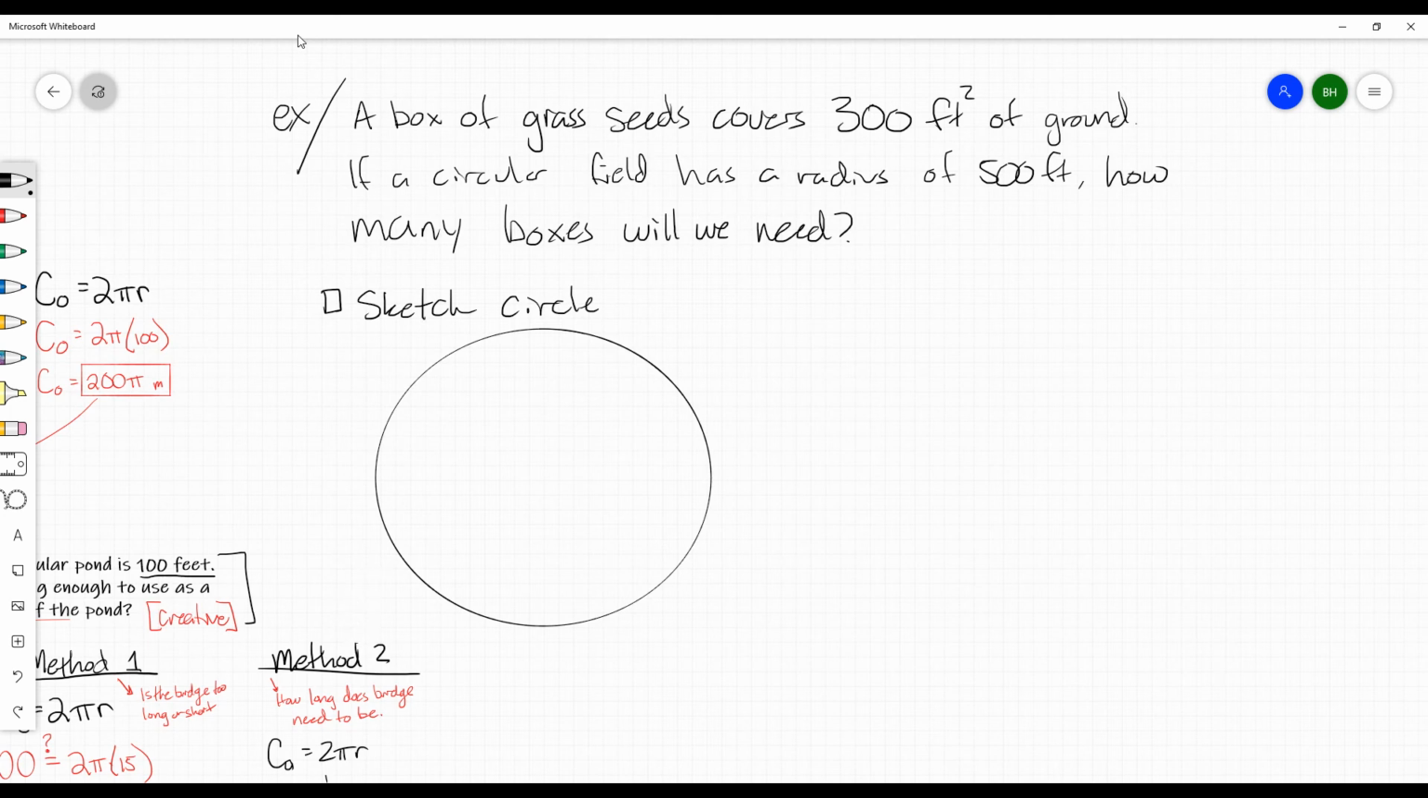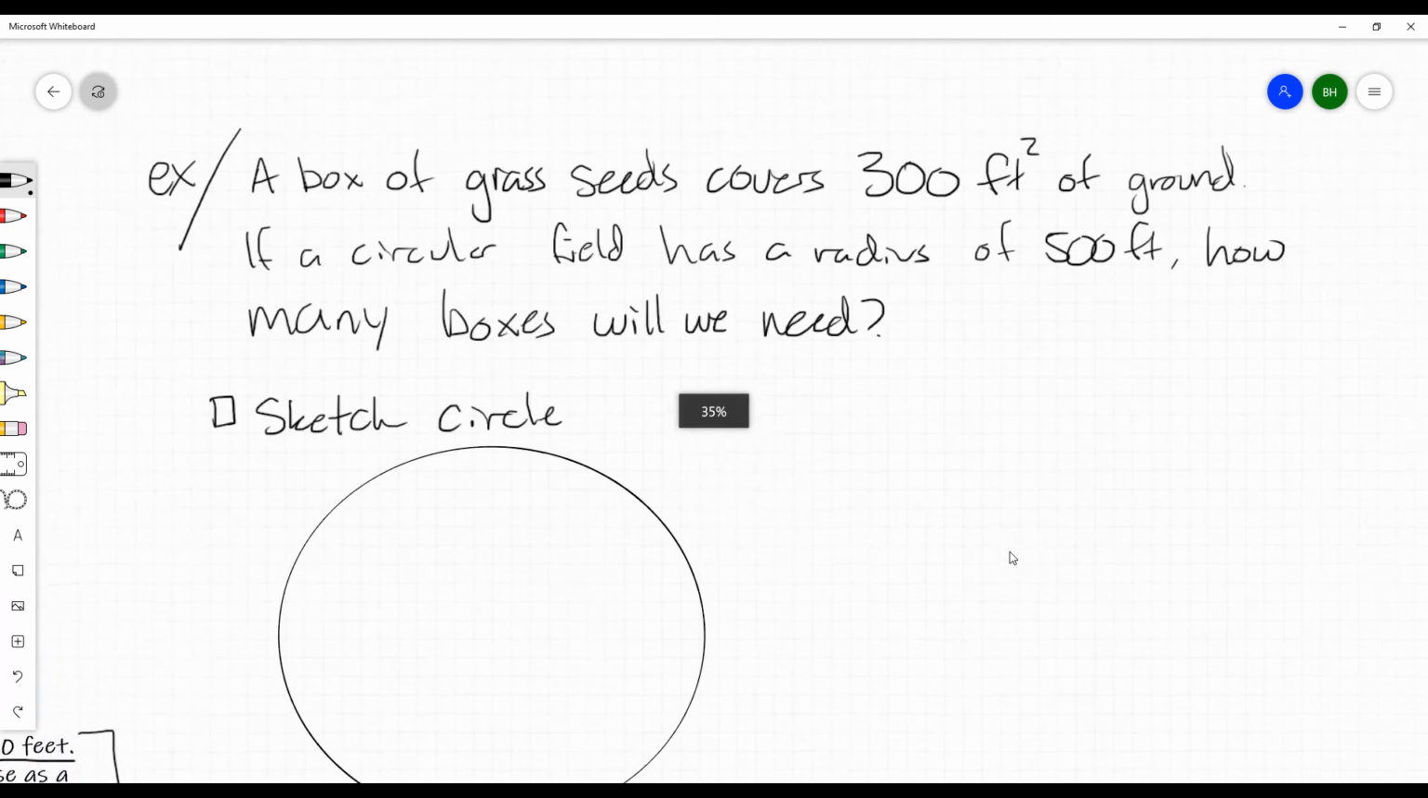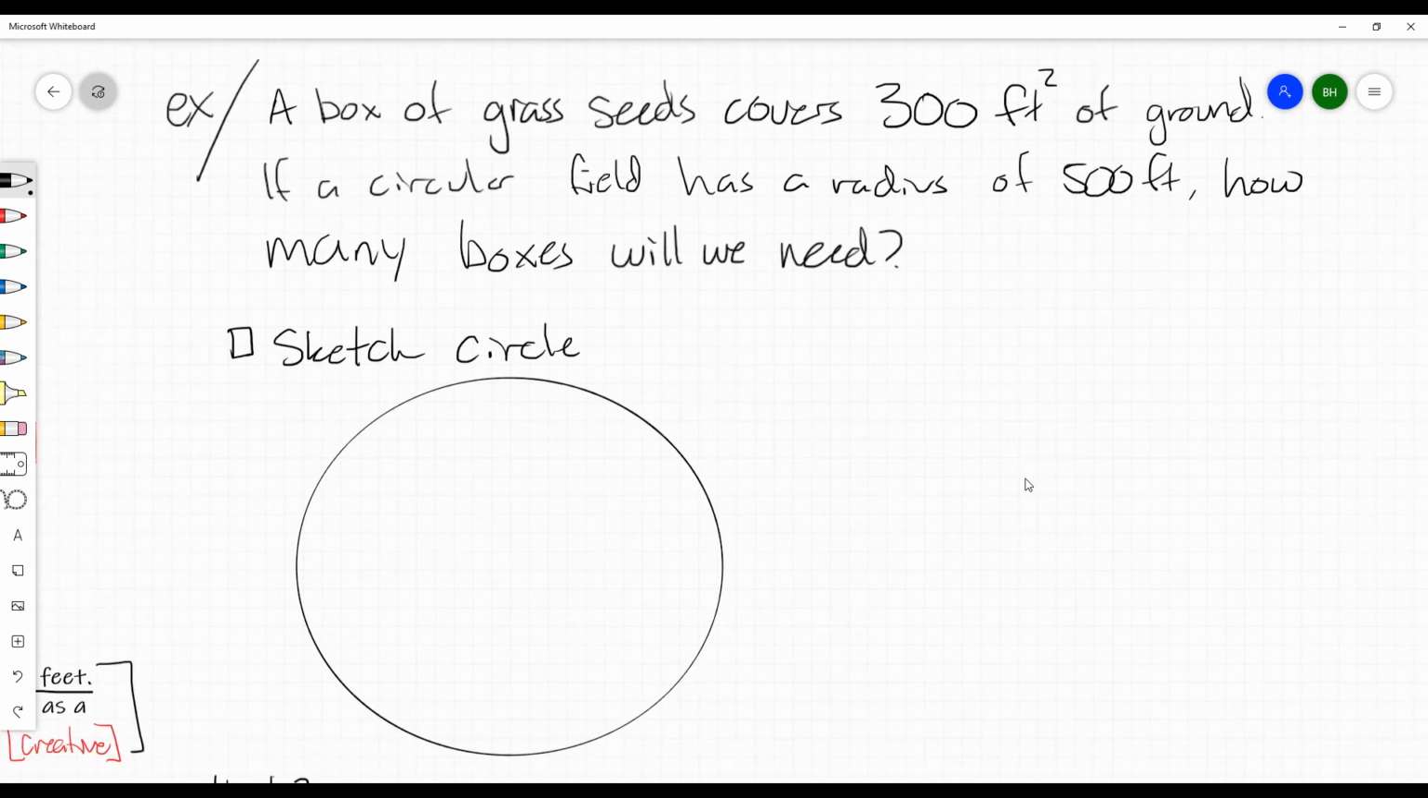Go ahead and delete this. Let me zoom in a little bit so that we get a little less noise in the picture. We have a circle here. This is a beautiful field. It has a radius, which means it goes from the center to the boundary point, of 500 feet.